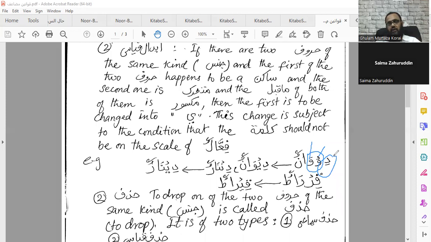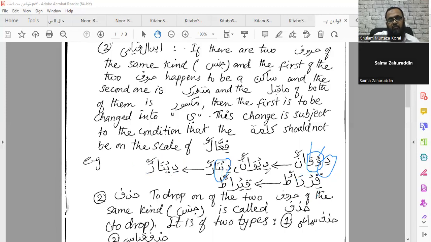Then the second one, dinarun. Now see, there are two huruf of the same type, noon. The first one is sakin and the second one is mutaharrik, and the ma qabala of both of them is dal, that is maksur. So the sakin is going to be changed into ya, so it will be dinarun. This is the result. And the third one is qirratun. Again there are two huruf in the same kalima of the same jins, ra. The first of them is sakin, the second is mutaharrik, and the ma qabla of both of them is maksur. So the first ra is going to be changed into ya, so it will be qiratun.